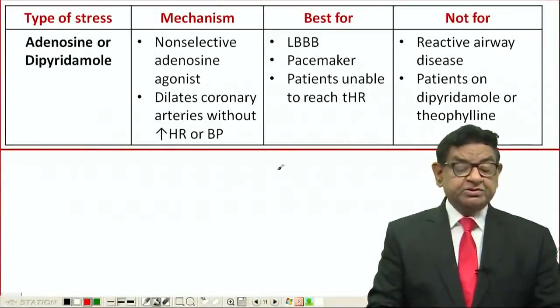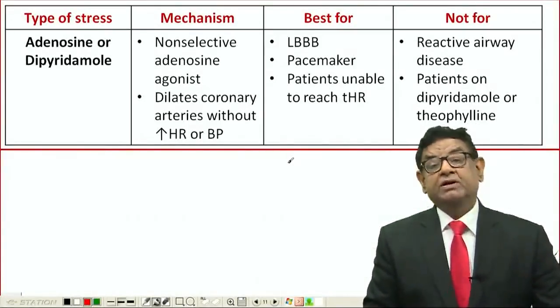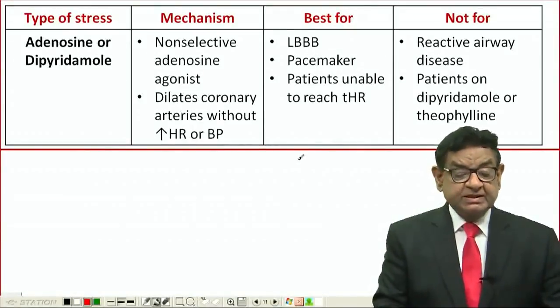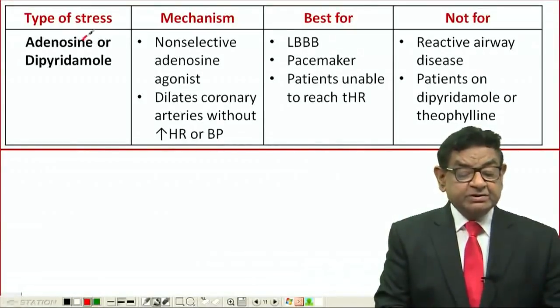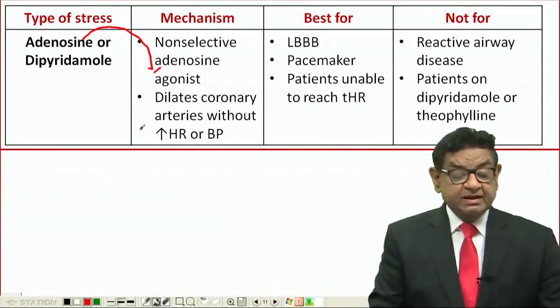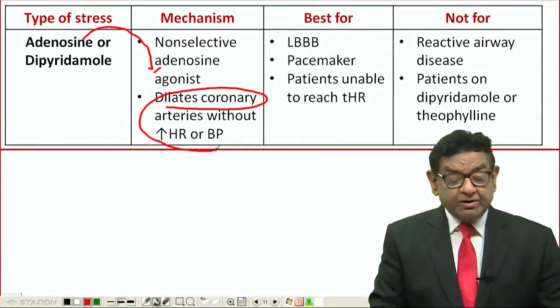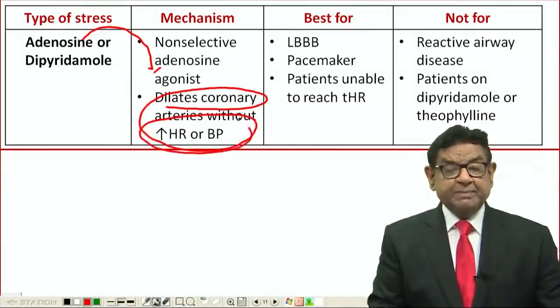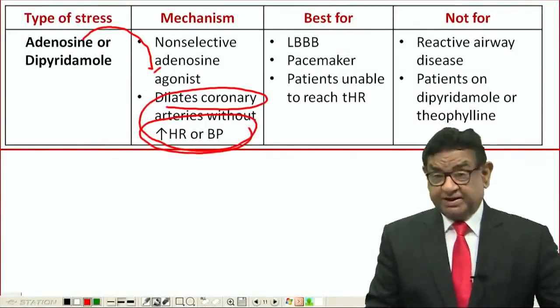Then we have the adenosine or dipyridamole stress test. Adenosine is a non-selective adenosine agonist, and so is dipyridamole. But these two drugs simply dilate the coronary arteries without an increase in heart rate or BP. This point should be noted very carefully.